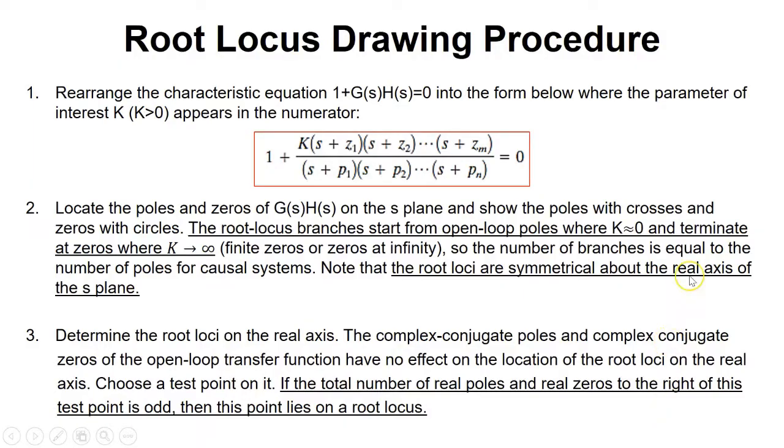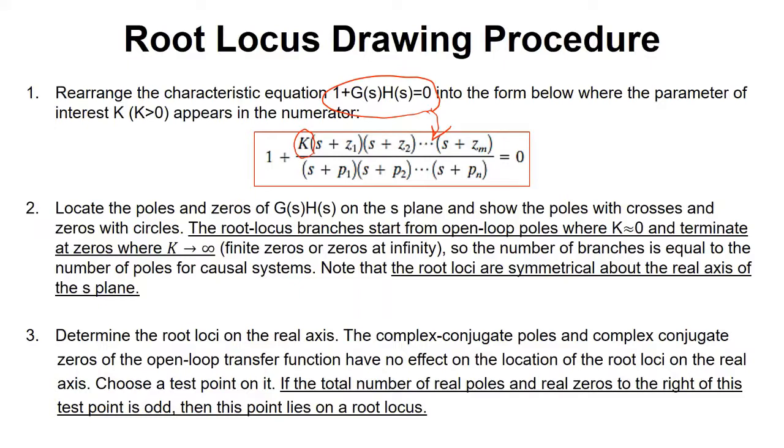Okay, so let's go back. So how do we draw that graph I just showed you? So this is what we do. First of all, one of the most important things that many times students might just neglect is we rearrange this equation 1 plus GH equals 0 into a form where K always appears in the numerator, okay? Not always, when we multiply G by H, K, the parameter that we can tune, appears in the numerator. Sometimes it does not. I'll give you an example in a minute.